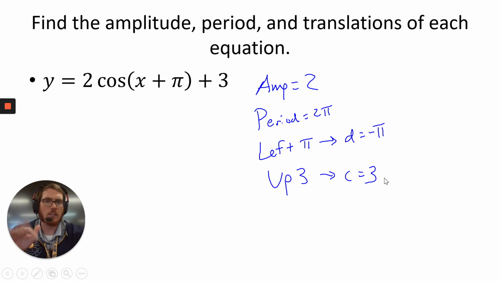Vertical shift, same idea. If it's a negative or a subtraction, you might have to plug that in as a negative in order for the vertical shifts to work on a graphing utility question.